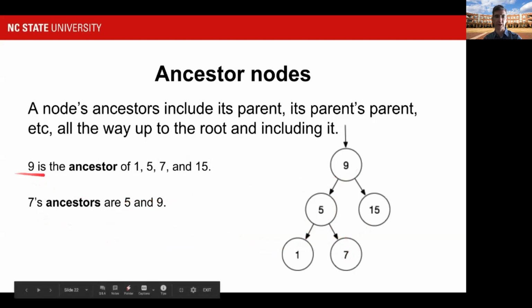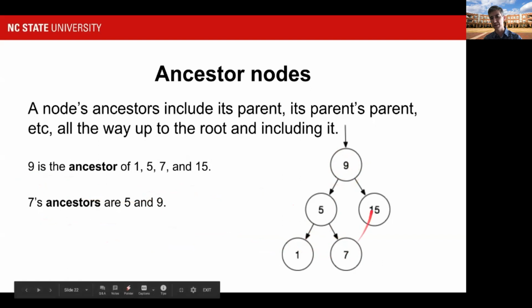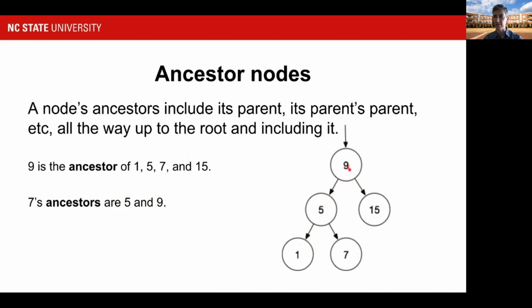Notice I described this in two different ways. In one case, I said, what's everything 9 is the ancestor of? And in that case, it's everything below it. But if I say, what are the ancestors of 7, then I have to go up the tree. It's like I'm following the edges of the arrows in the opposite direction. I go from 7 up to 5, and then from 5 up to 9. And since 9 is the root, I stop there.